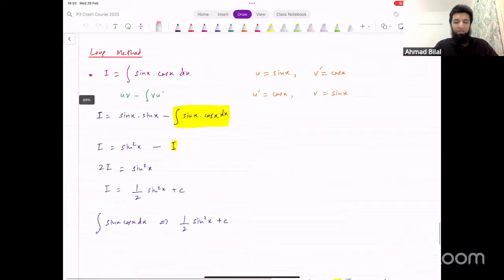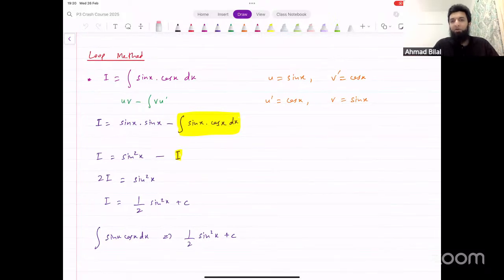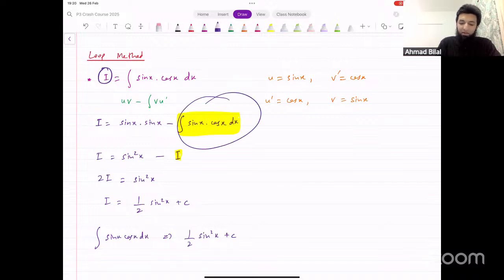Then we did this loop method, in which when you apply integration by parts, it does not become simpler. You try to see if you can get the original thing back again, and then you can use this loop to find the integral. For example, if the original integration was I, you replace this thing with I again, and then make I the subject, right? We did a couple of examples in this.